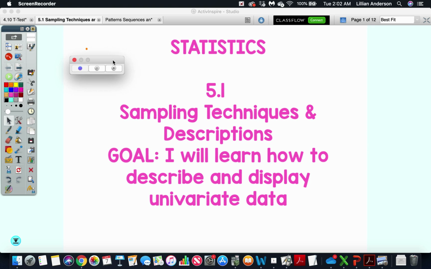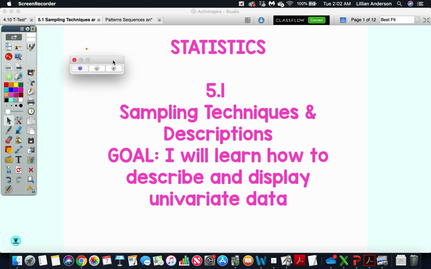Today, you're going to be watching a video on sampling techniques and descriptions. We are shifting into a new unit. It is dealing with statistics, and this lesson for this week is actually going to be pretty simple. It really is going to be more so on learning how to describe and display univariate data.